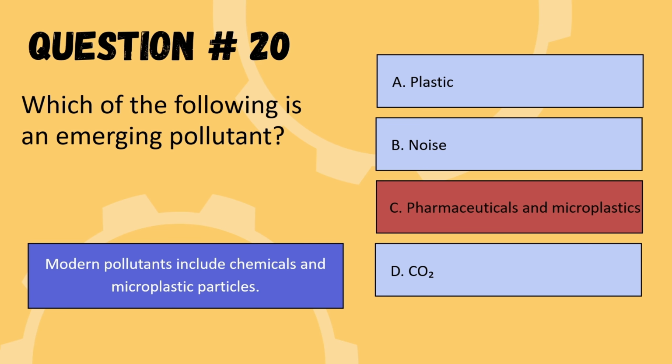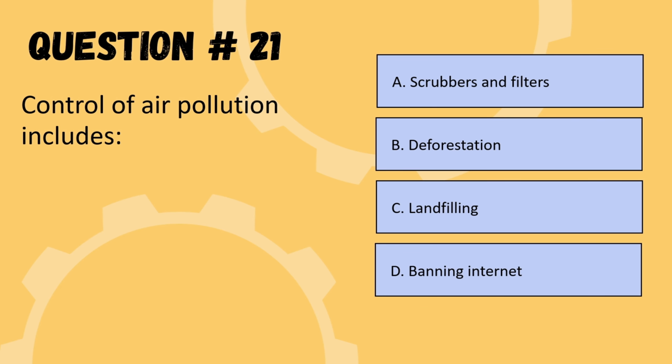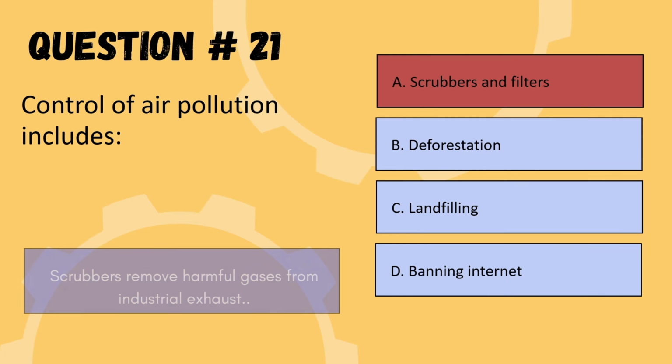So we are moving to the next question. The next question is, control of air pollution includes. Options are scrubbers and filters, deforestation, landfilling, or banning internet. So the correct option is option A, scrubbers and filters.